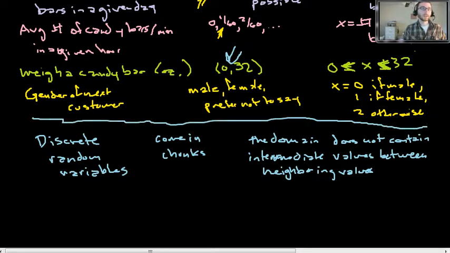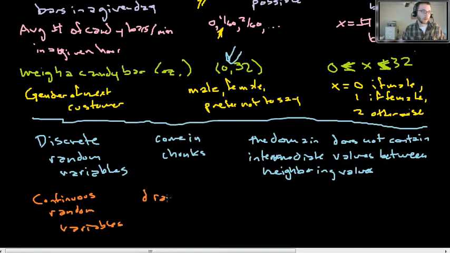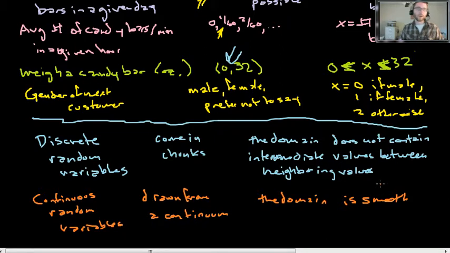On the other side of this, we have continuous random variables. For continuous random variables, these come from a continuum. These are drawn from a continuum. So the domain is smooth. And the truth is that if you zoom in far enough, I mean, at some point you get to how many atoms a person has, and that's a discrete number. It's effectively unknowable, right? And so the weight of somebody, for our purposes, is continuous, right? And so we're going to treat these very differently.